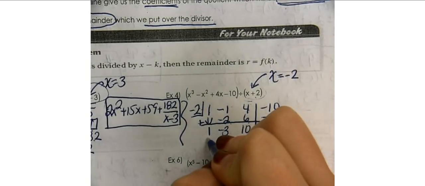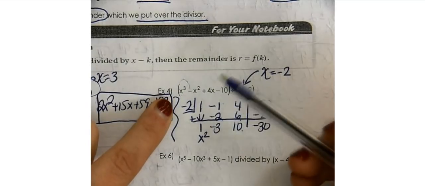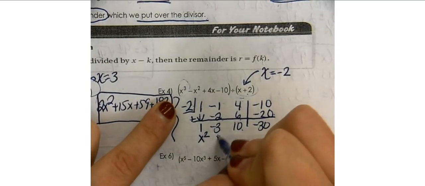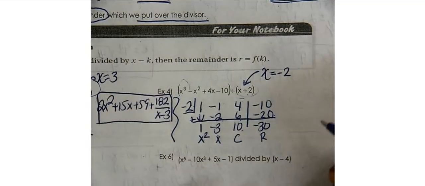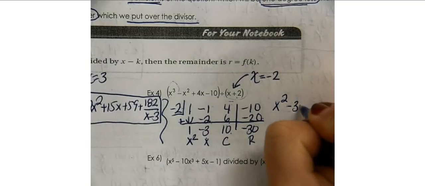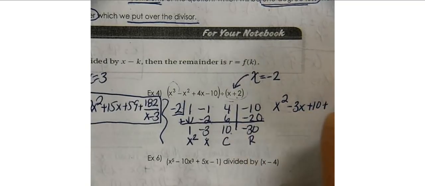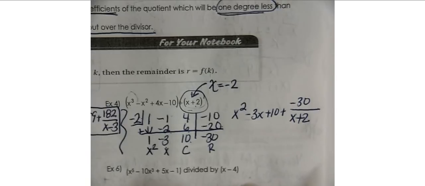So 1 is going to be in my x squared position. I'm just taking my degree and subtracting 1. -3 is going to be in the x position. 10 is my constant, and -30 is my remainder. So my answer is going to be x squared minus 3x plus 10 plus -30 over my divisor, which is x plus 2. And that is your answer.